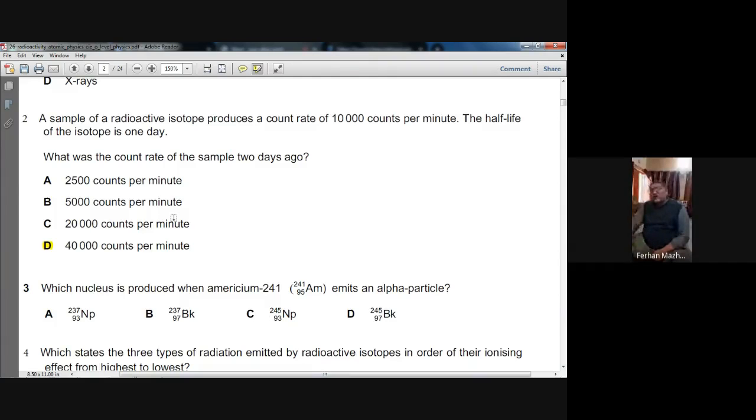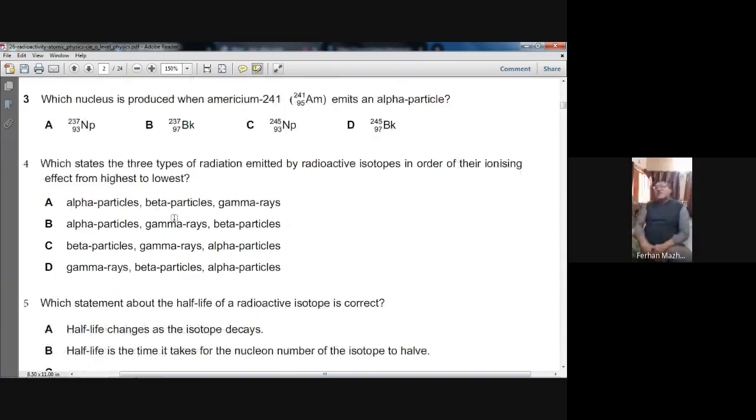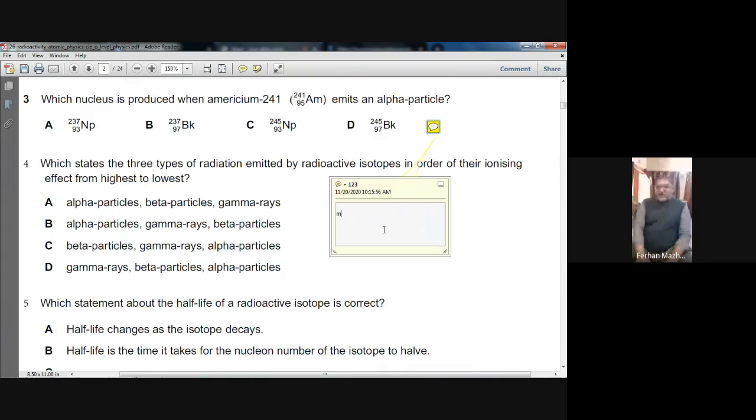So the next question is question number 3 on your screen. Which nucleus is produced when americium emits an alpha particle? When an alpha particle is given out, the mass number will reduce. Let me show you here. The mass number should be reduced by 4. When the alpha particle is given out, the new mass number should be 4 less. So it was 241, it should reduce by 4.